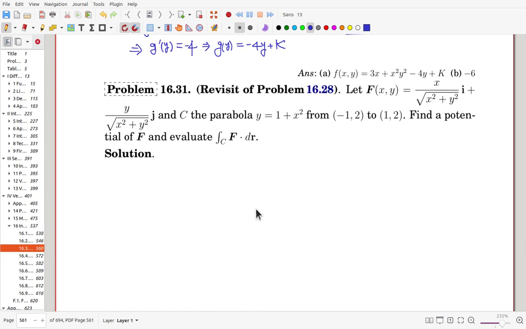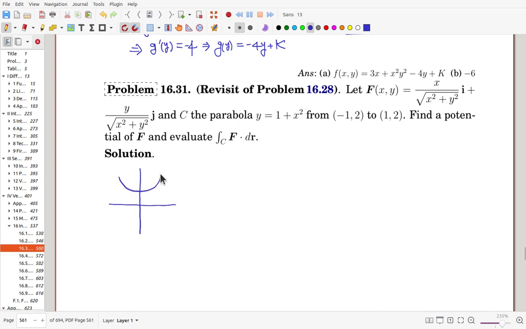Okay, this problem is a revisit of the earlier problem, and the vector field is given as in this equation, and C is the parabola y equals 1 plus x squared from (-1, 2) to (1, 2). We want to find the potential and evaluate the line integral. Earlier in this problem, we considered this curve, integral and vector field, and we found that the integral is 0.